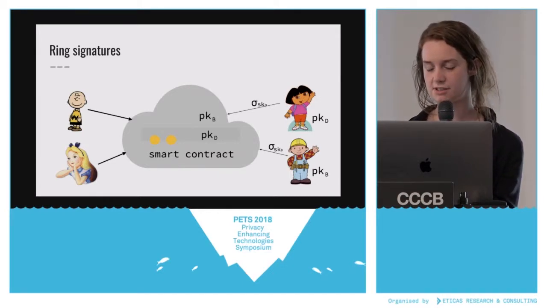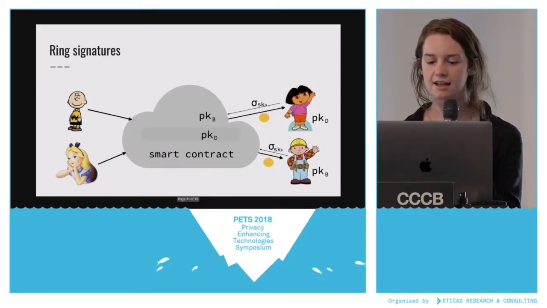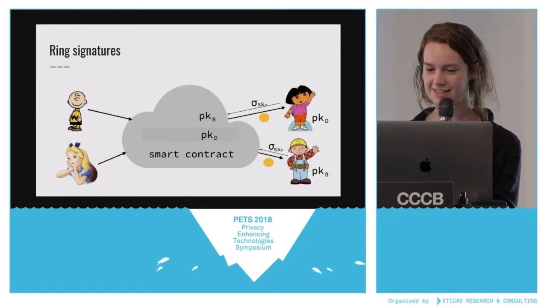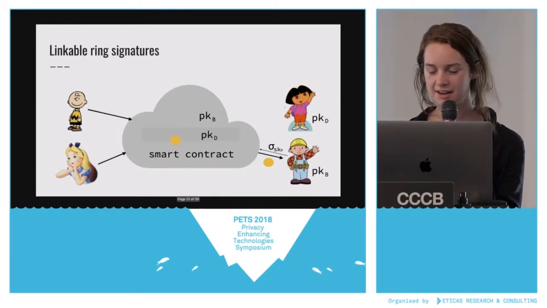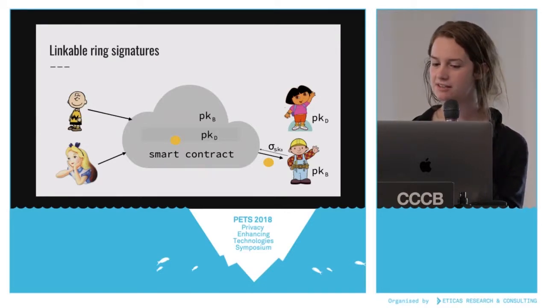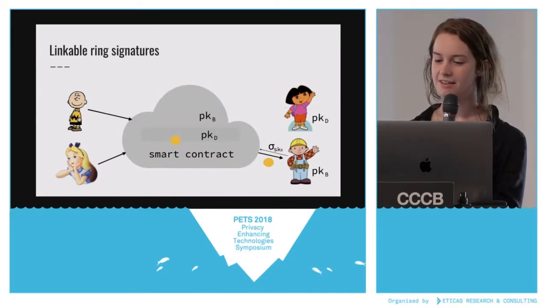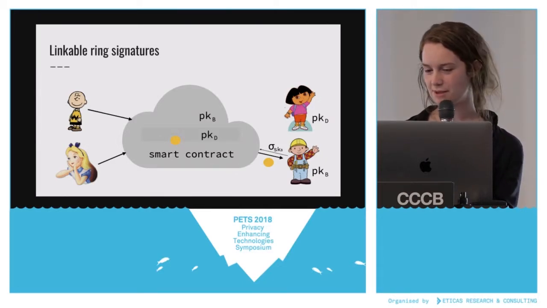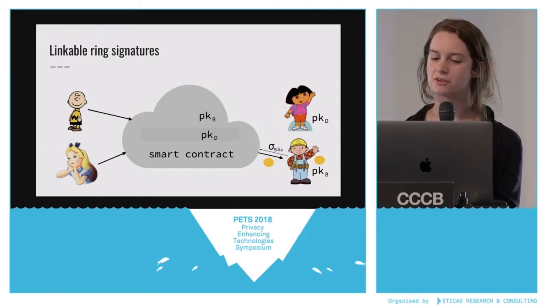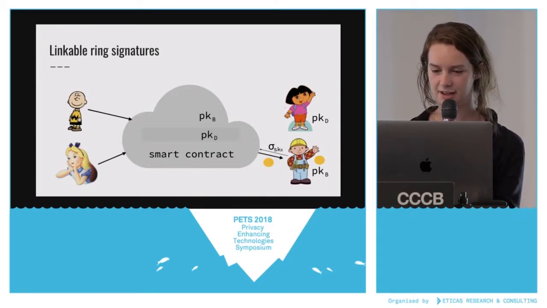Then the intended recipients can form these ring signatures over the set of public keys, and they can withdraw money in this way. So the way I've presented it here, however, has a slight issue in that if, for example, Dora was offline, then Bob could create this ring signature, and because of the properties of ring signatures, like unlinkability, he would be able to withdraw one coin and then he would be able to withdraw the other one if Dora hadn't submitted her signature in time.